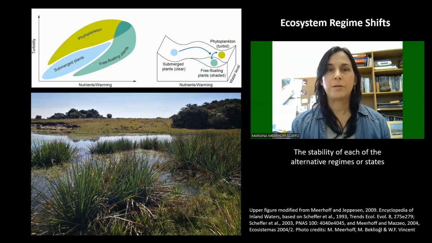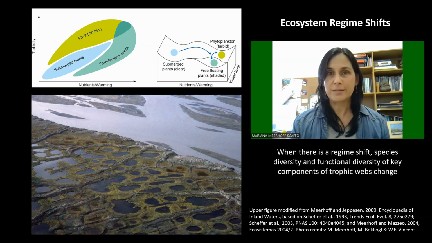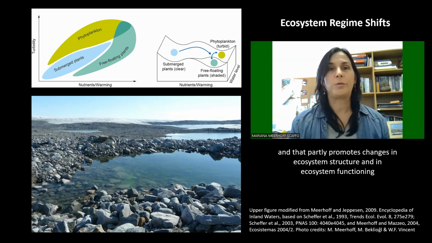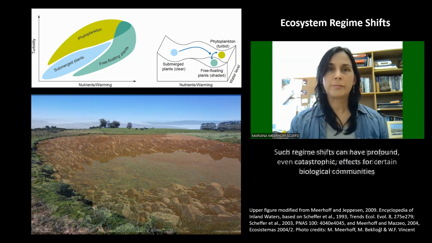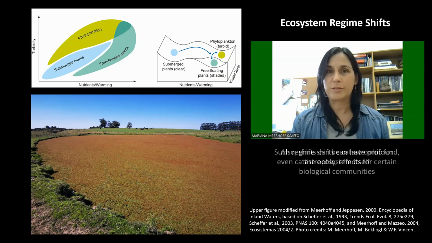The stability of each of the alternative regimes or states relies on the occurrence of different stabilizing mechanisms that can be biological, chemical, and/or physical. When there is a regime shift, species diversity and functional diversity of key components of trophic webs change, and that further promotes changes in ecosystem structure and in ecosystem functioning. Such regime shifts can have profound, even catastrophic effects for certain biological communities.